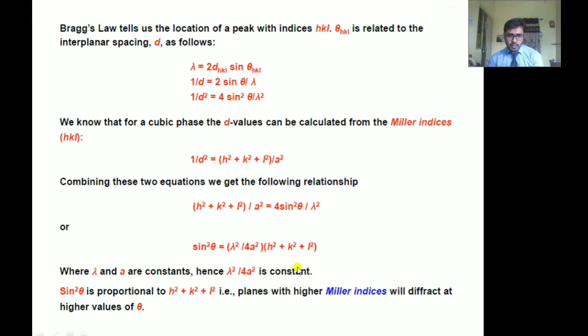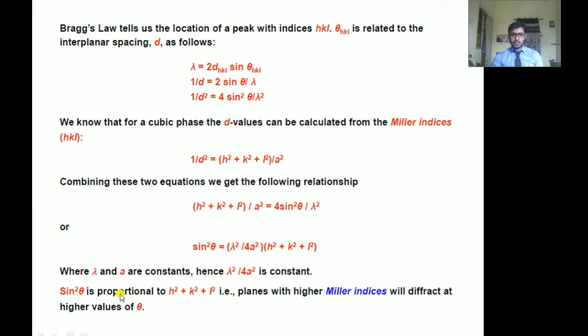So likewise, if you rearrange this equation, you finally find sin²θ equals λ² by 4a², multiplied by the Miller indices (h² + k² + l²) of the HKL plane. Here λ and a are constants, because we take λ fixed at 1.54 angstrom for Cu Kα radiation, and a is the lattice constant, which is also fixed for the given material.